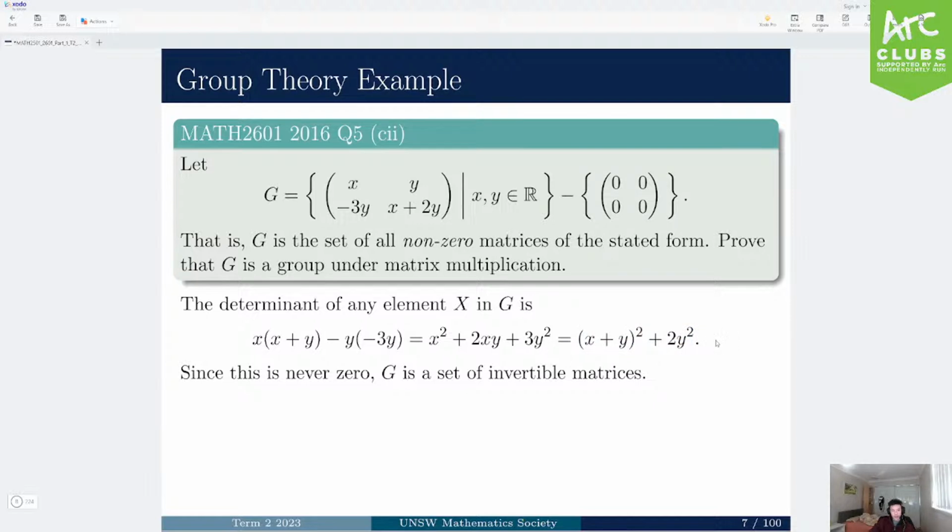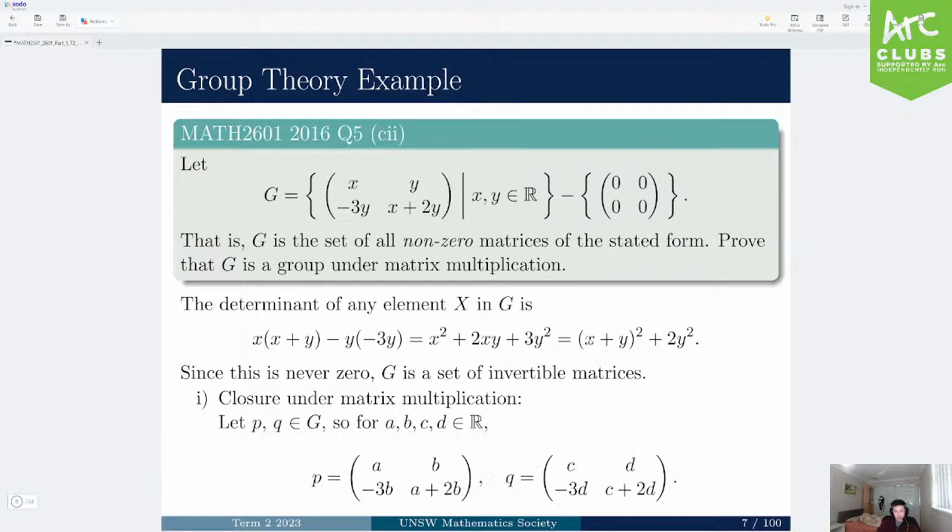Okay. Now we know that x must be non-zero, which means that x and y must be non-zero. Okay, and if x and y are both non-zero, that means that the determinant here can never be zero, because we have a sum of squares, and the only time this determinant is equal to 0 is when y is equal to 0, and hence our x is also equal to 0. But that can't happen because we exclude the 0 matrix, right? So the determinant is never 0, and that tells us that G is the set of invertible matrices.